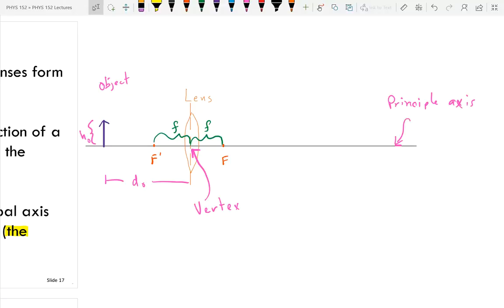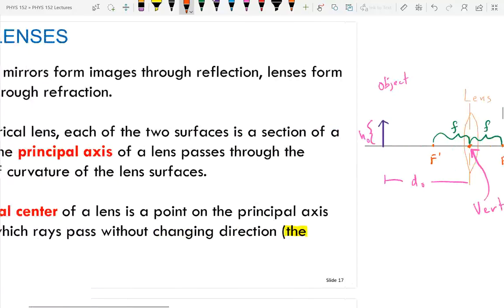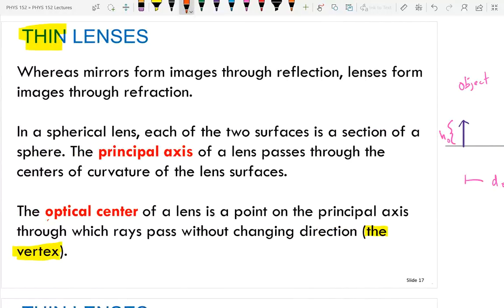In practice, you know what I do? I draw my lens, because we use the thin lens approximation, like that, as just a vertical line, because I'm treating it as a thin lens, so all of the change in direction occurs just on that vertical line. The point where my principal axis crosses that center line of the lens has the technical name, the vertex, or the optical center. Optical center is just another term for the vertex.